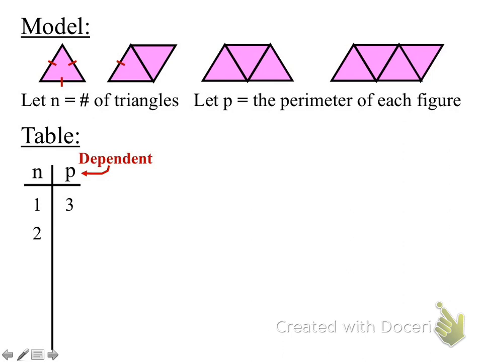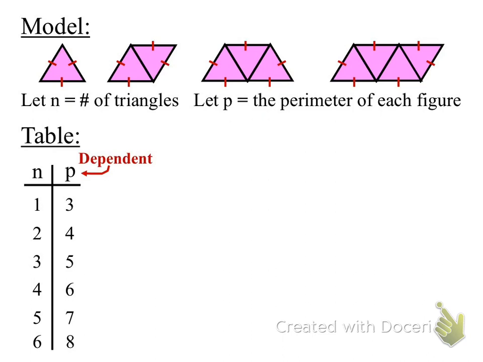1, 2, right, that's correct. 2, 3, 4. So for 2 triangles, it would be 4. Irene, for 3, what would the perimeter be? For 4, what would the perimeter be, Michael? 6. Can we guess for 5? Yes. What would it be? 7.